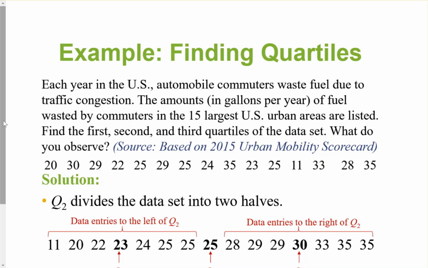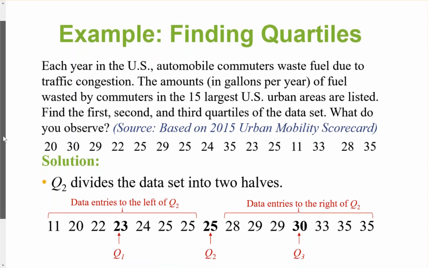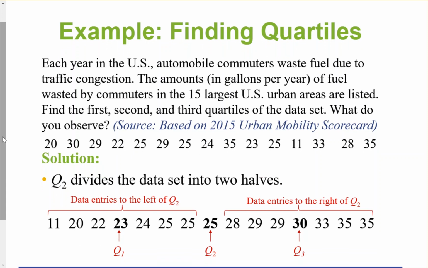Okay, so here's an example of finding quartiles. Each year in the U.S., automobile commuters waste fuel due to traffic congestion. The amount in gallons per year of fuel wasted by commuters in the 15 largest U.S. urban areas are listed. Find the first, second, and third quartiles of the data set. What do you observe? Just like you find the median, you list the data from least to greatest.